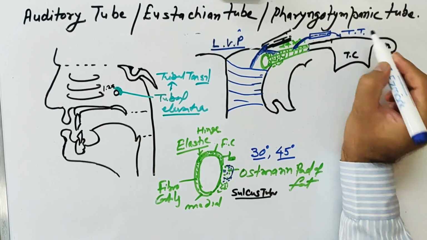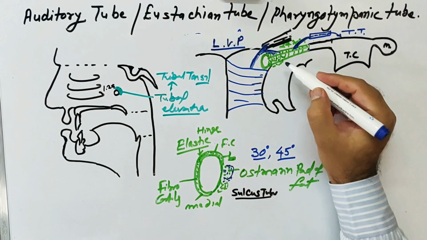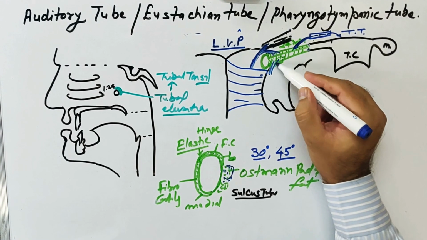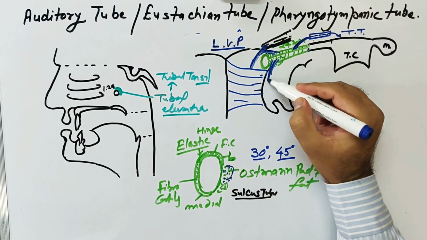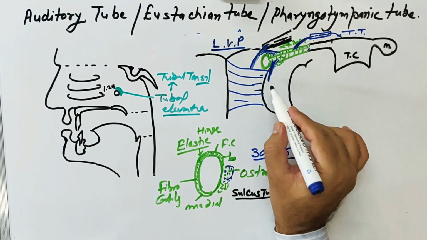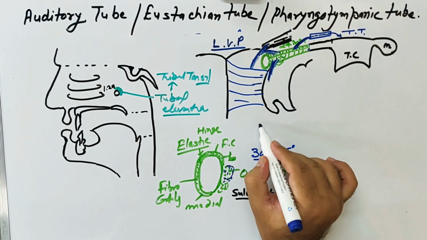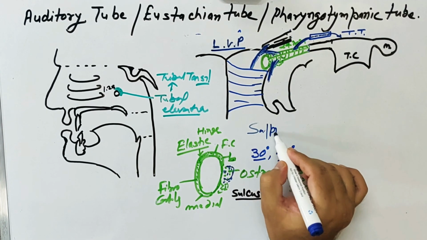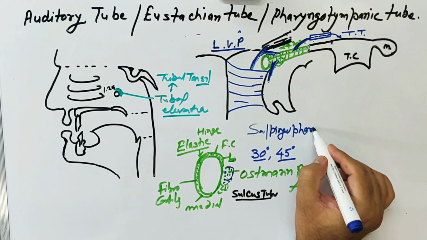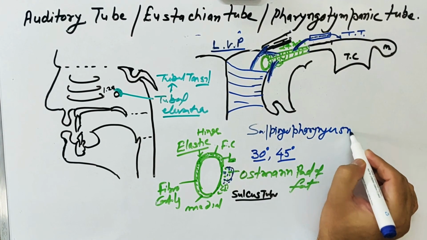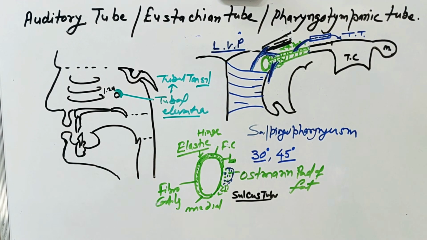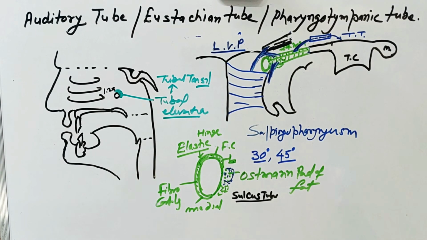Another muscle from here you can see, this is the salpingopharyngeus muscle. This is the salpingopharyngeus muscle. And one another muscle is known as the dilator tubae.